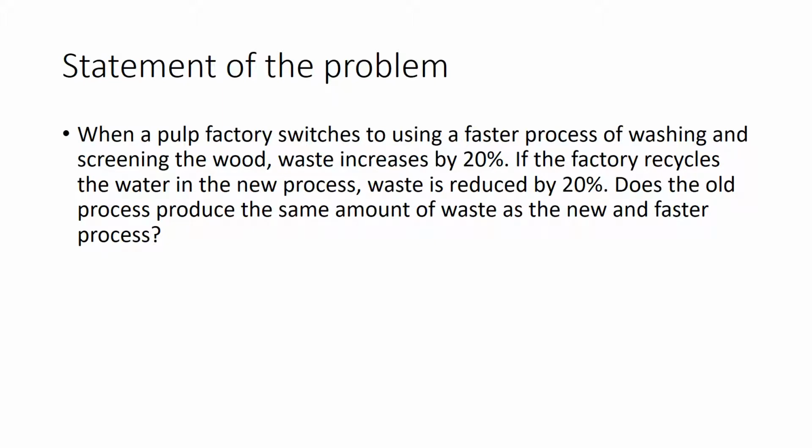My word problem asks, when a pulp factory switches to using a faster process of washing and screening the wood, waste increases by 20%. If the factory recycles the water in the new process, waste is reduced by 20%. Does the old process produce the same amount of waste as the new and faster process?